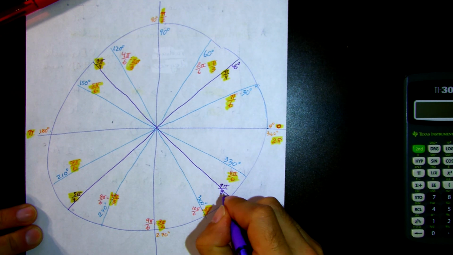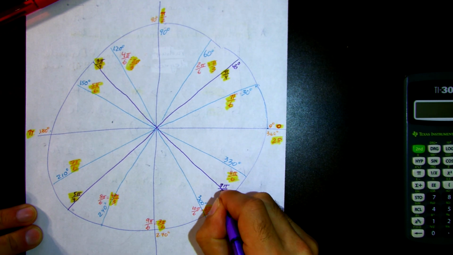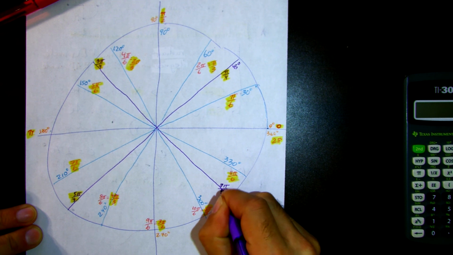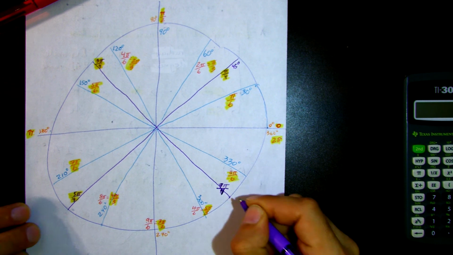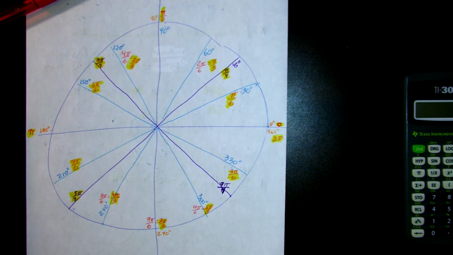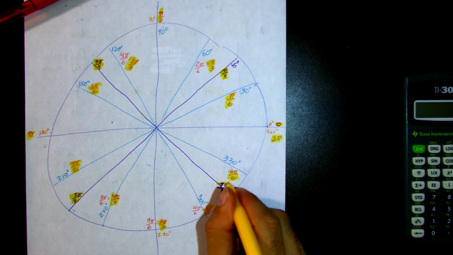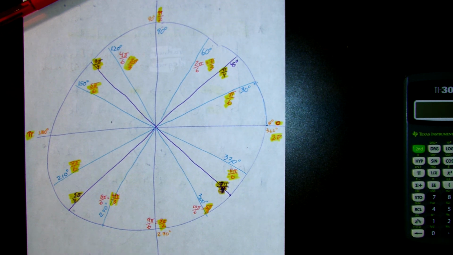One sec. Oh, that's why. That should not be an 8. That should be a 4. Hey, change this, guys, right here. That's a 4. Okay. 7 pi over 4. All right. So these are the basics for the unit circle.